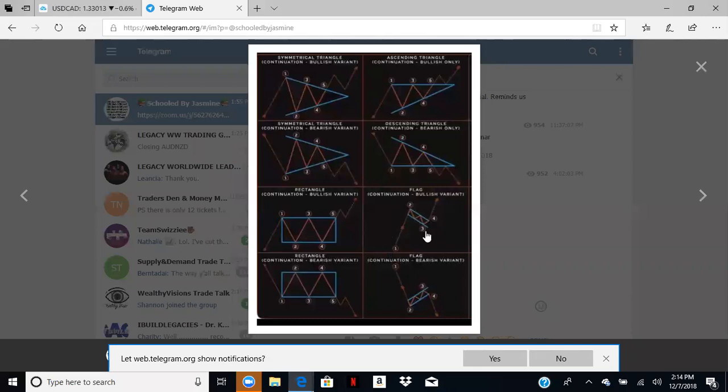So this is the pattern. This one right here, these 4 on the bottom are the patterns that I trade. Just so you guys can see.